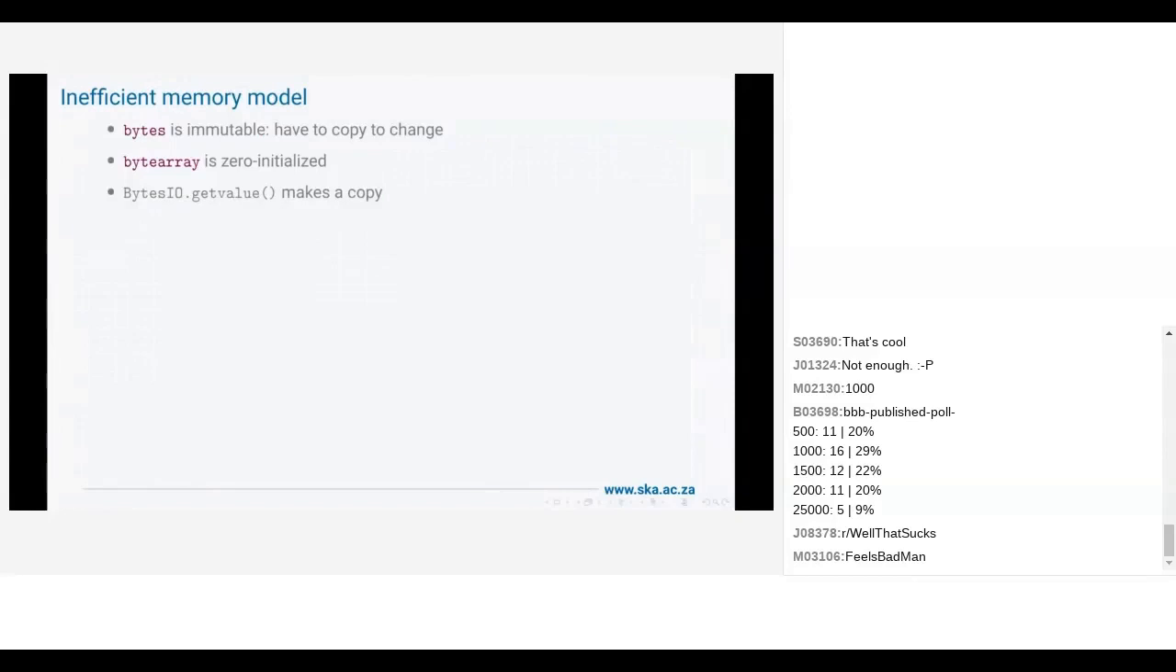You've got bytearray, which is mutable, but slightly annoyingly, it's zero initialized when you create it. So if you want to read data into a bytearray, you're first going to end up filling it full of zeros, and then you're going to write over all those zeros with the data you actually wanted. And if you don't know how much data you're going to get, there's BytesIO, which lets you incrementally add bits of data to it, which is jolly nice. So when you want to get the answer at the end, once you've read in all the bits, you say getvalue, and that creates a copy of the data. So that also hurts performance.